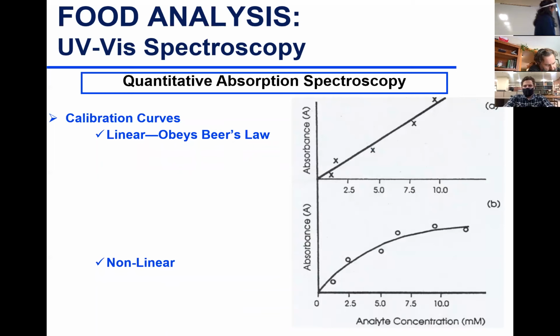In order to obey Beer's law, we need a linear relationship. So we select the concentrations of our standards so that they give you a linear line, linear regression. And every analyte has a different linear range. So for example, you did the AA lab. You have a different linear range for calcium than you have for iron.